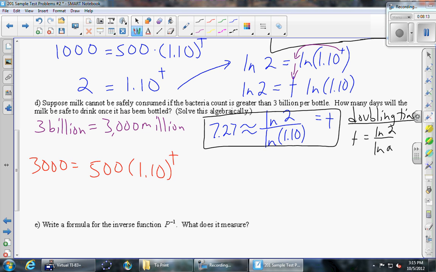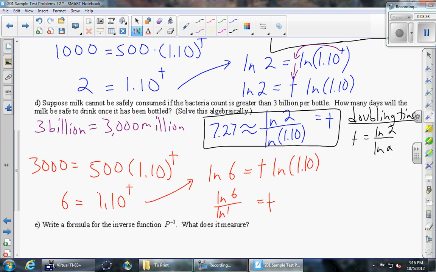So divide both sides by 500. Hit both sides with an ln. We'll go ahead and bring the t down in the front just to save a step, but it's the same property we just saw up above. And then finally, t is ln of 6 divided by ln of 1.10. Okay, so we'll type that into the calculator.